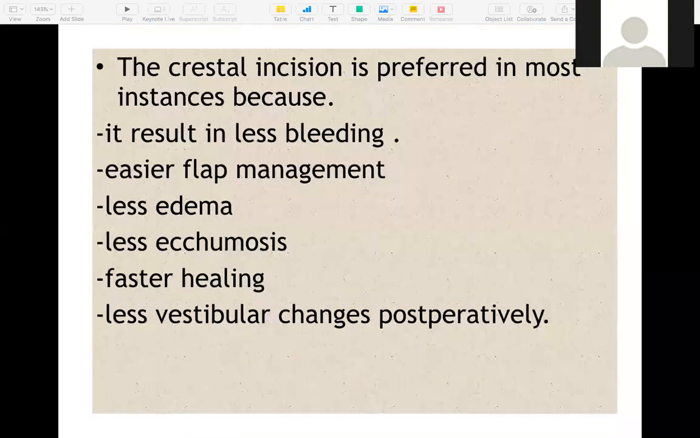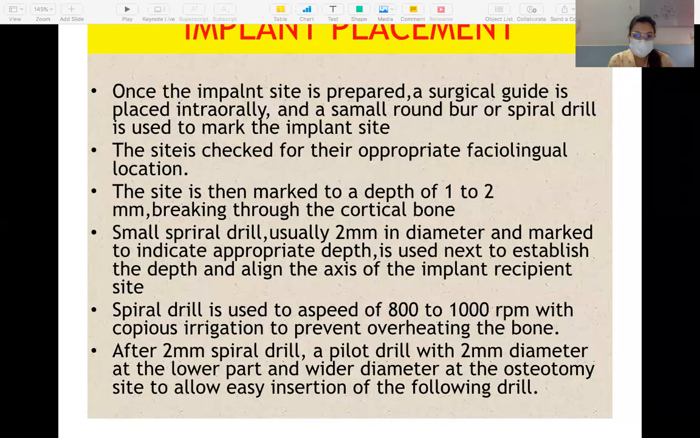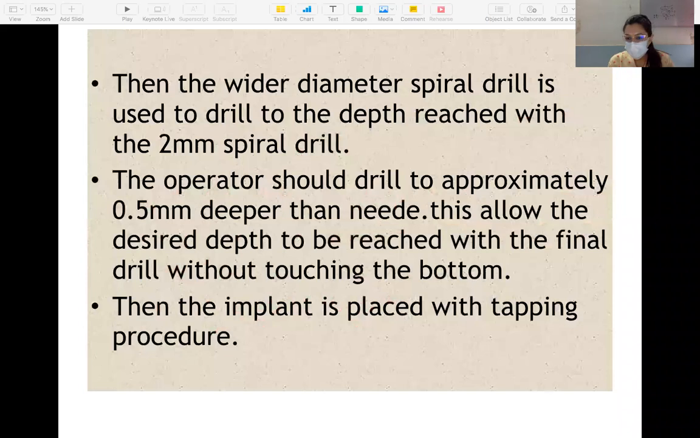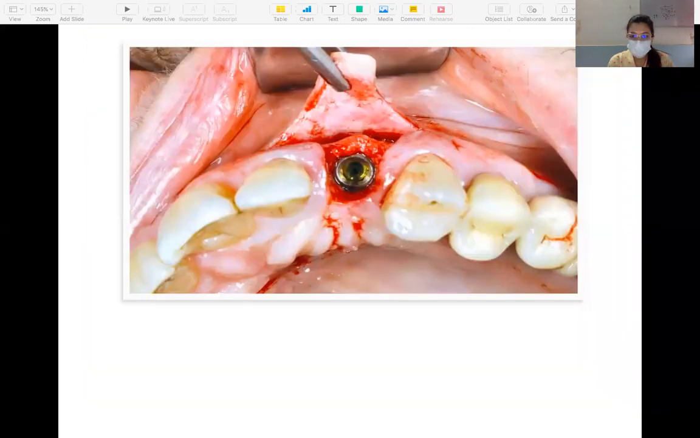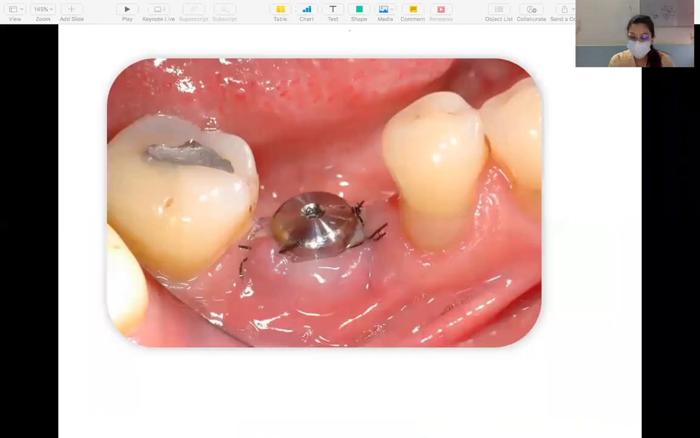I'll not get into the details of flap elevation and how the placement is done. But you use drills, and with proper irrigation and proper sterilization and asepsis, the whole technique is undertaken. This is how the implant looks after its placement, usually placed at the level of the crest. Closure of the flap is usually done with the mattress technique or continuous sutures. This is an implant placed into the oral cavity with a healing cap.